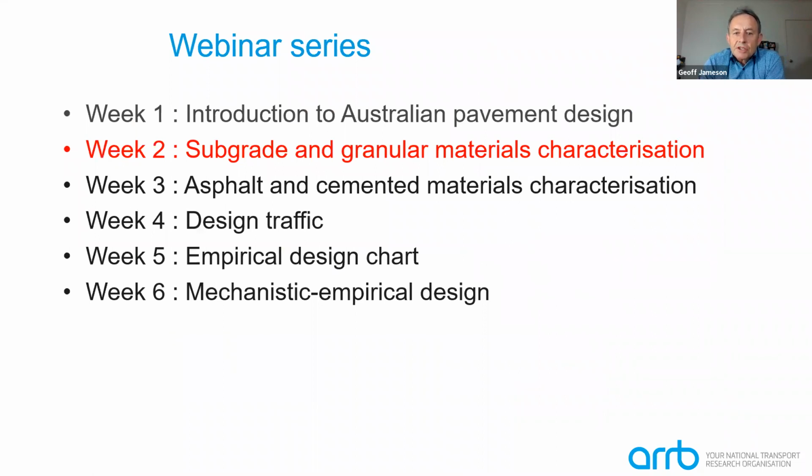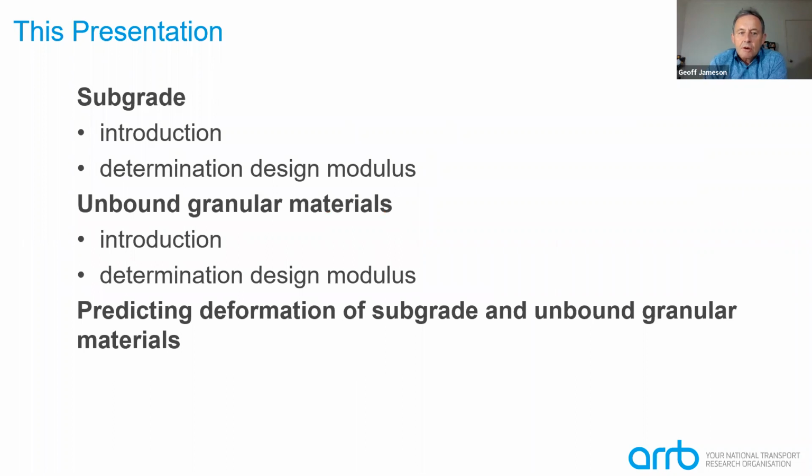So today we're talking about subgrades and granular materials and how we characterise them in pavement structural design. I'll go through first looking at subgrade materials that we talked about last week in the introduction, and how we determine the design modulus we use. Then unbound granular materials, again how we determine the design modulus. And then we'll finish with some information about how we predict the performance of the pavement based on the subgrade and granular material characteristics.